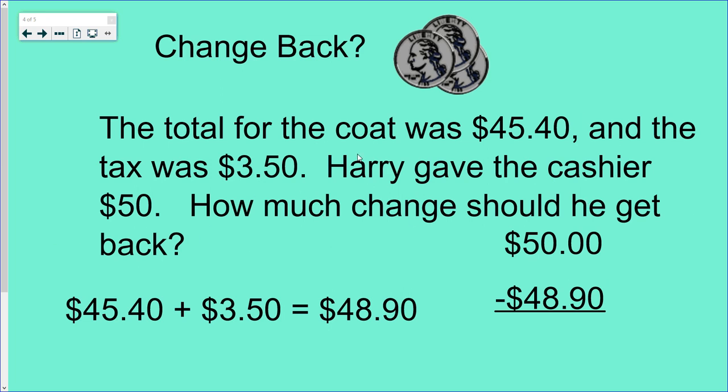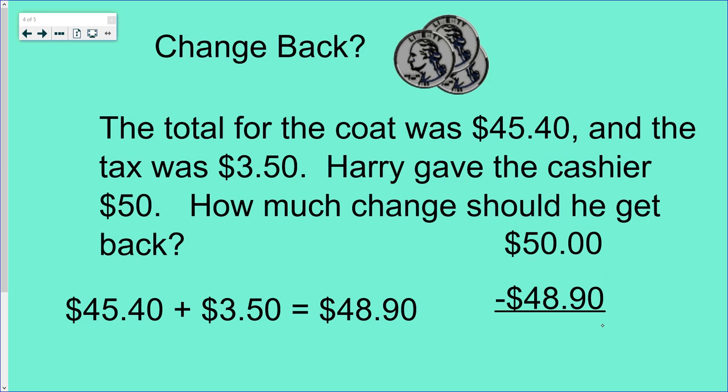Well, the first thing we want to figure out is how much did he need to pay the cashier? What was the amount that it cost for both the coat and the tax? When we add the coat and the tax together, we get $48.90. So now we subtract that from the $50 that he gave to the clerk. $50 minus $48.90 should give us how much change he's going to get back.